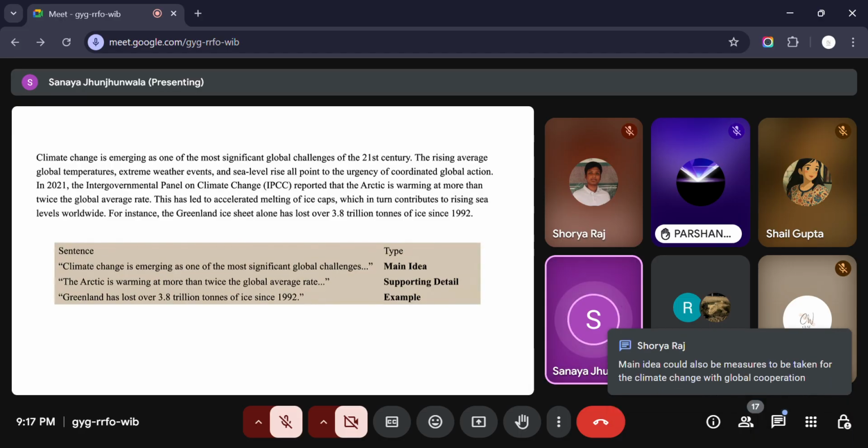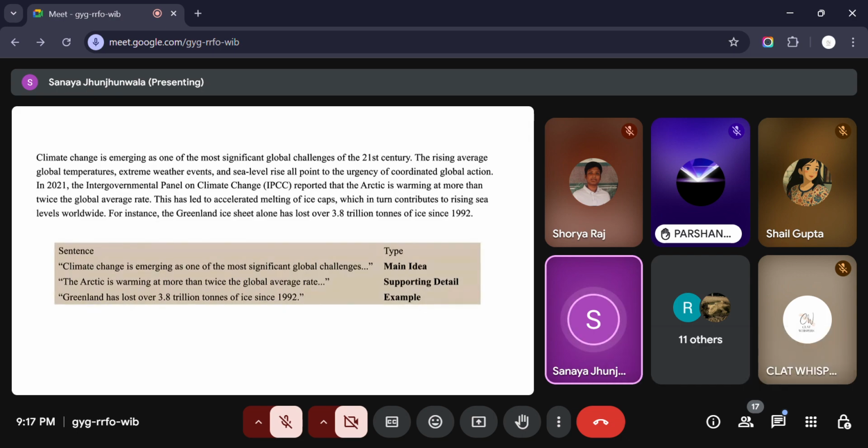So this is how you can identify the sentences in a passage. Obviously, this is a very short paragraph, and the actual passages will be much longer in a CLAT exam. But this is just an example, okay?